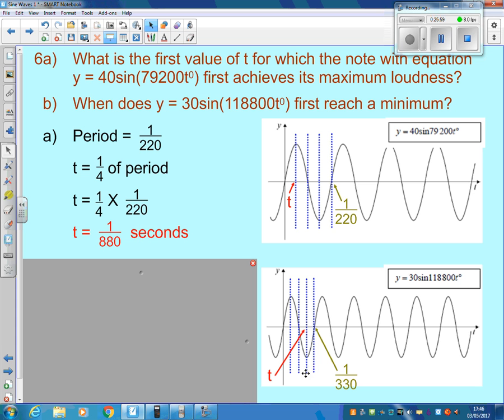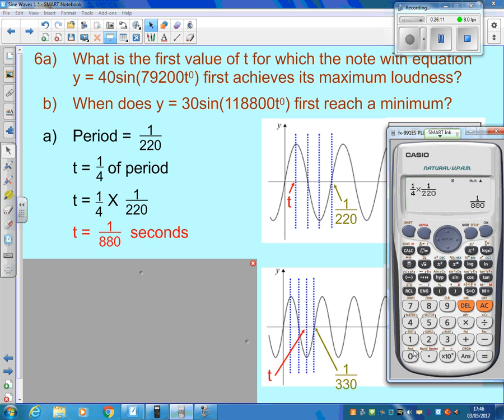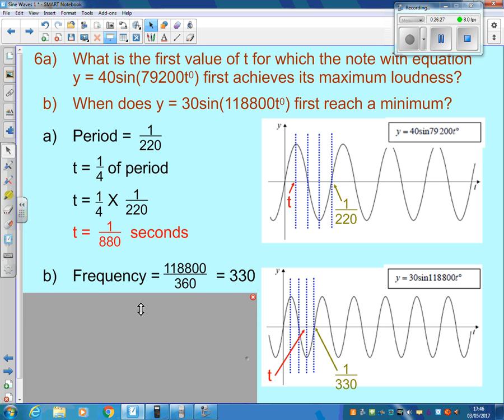Now, the next one, I want the minimum point. Now, do you see this time it's 3 quarters of the way across. So, for this graph here, the frequency was 11880 divided by 360, that gives me the frequency. Frequency is 330. We've again already done it for that graph. Its period is 1 over 330.